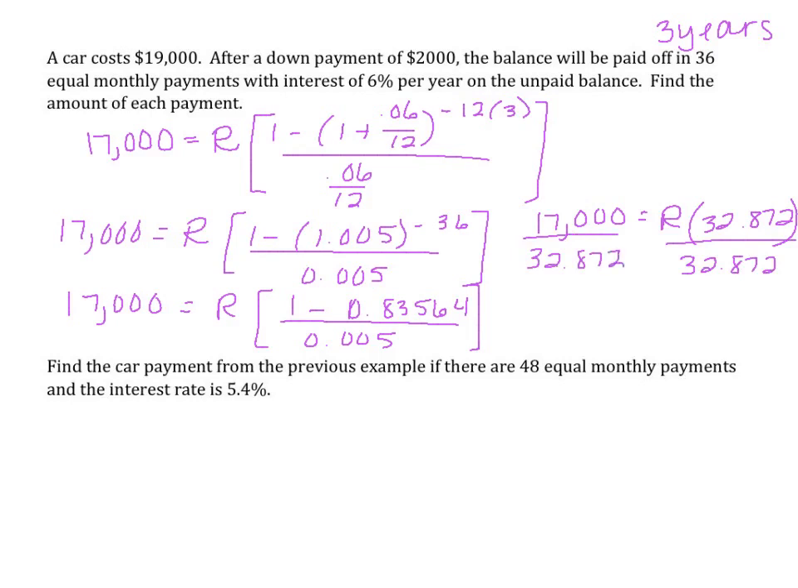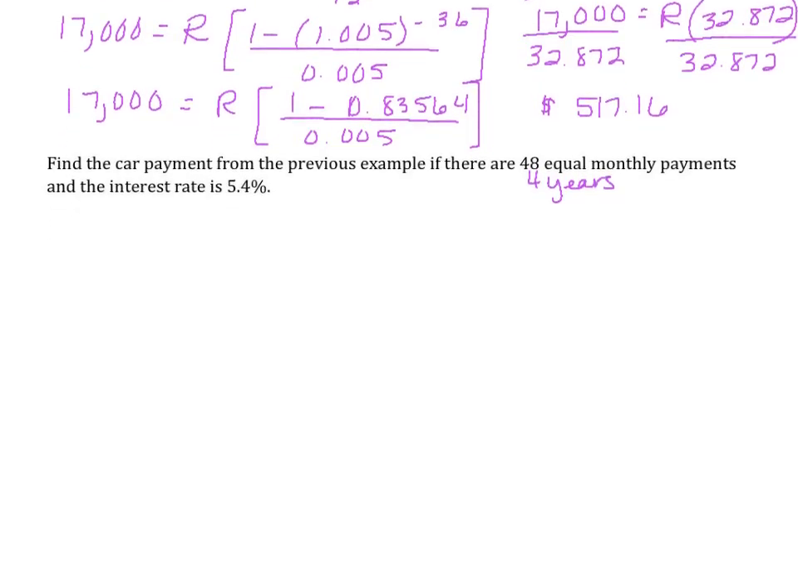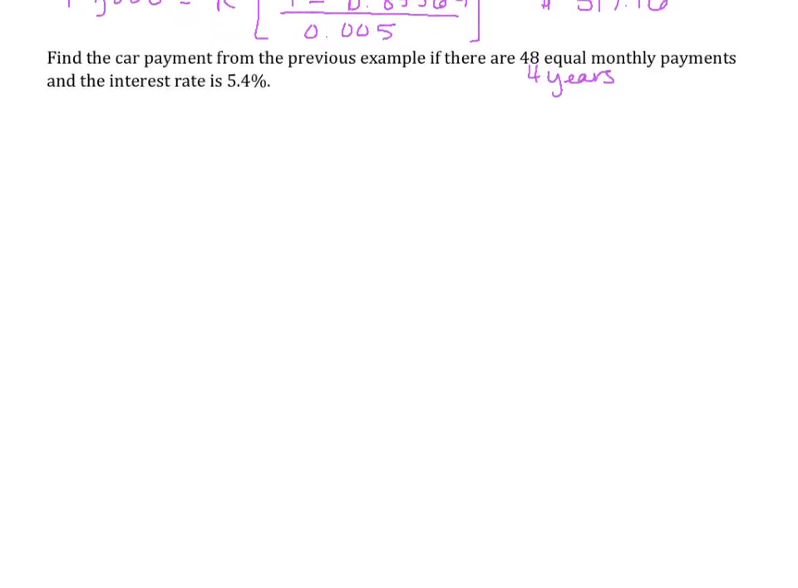So $17,000 divided by 32.872, we would have to make $517.16 per car payment. So let's use the same information from the previous example here. And instead of having 36 equal payments, we're going to have 48 equal payments, which is 4 years. And our interest rate is slightly less. Let's see how much our car payment would have to be then.